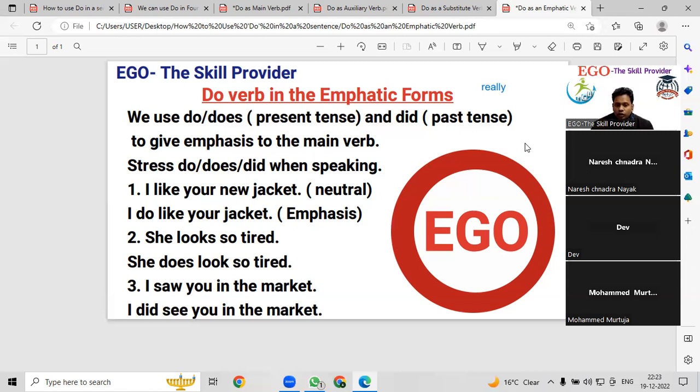Okay, she looks so tired, a normal statement. She does look so tired. Look becomes looks, so we use does, because she is third person singular, just as we say I go but he goes, she goes. So he does look so tired. We are not putting pressure or force on does, but we give emphasis and importance to look. I saw you in the market, it's a normal statement.